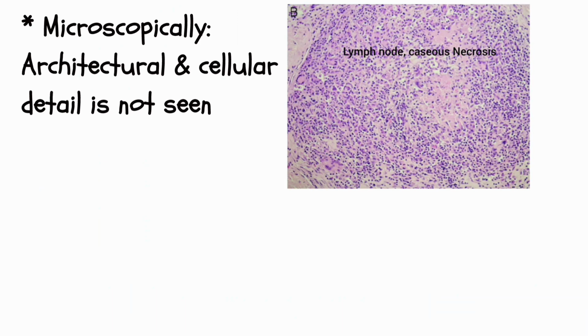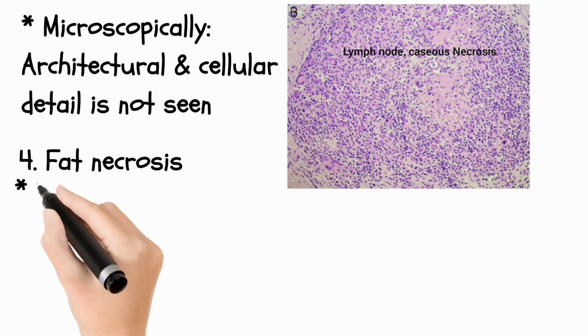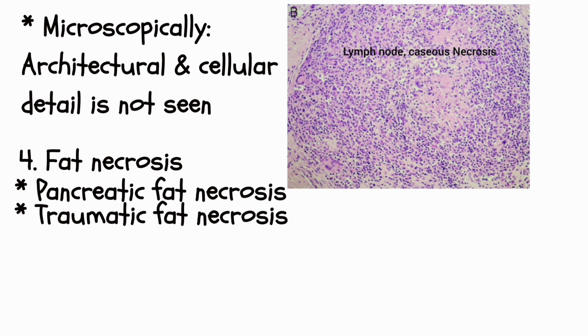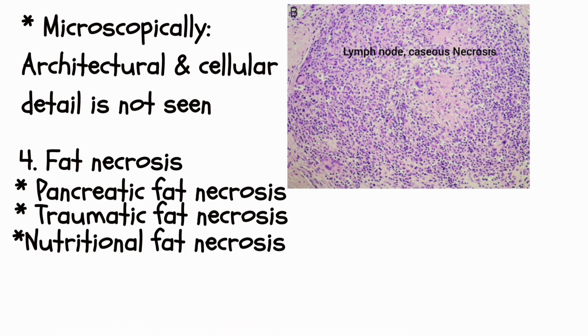The last type of necrosis that I'm talking about is fat necrosis. This is the death of adipose tissue within the living individual. Fat necrosis is of three types: pancreatic fat necrosis, traumatic fat necrosis, and nutritional fat necrosis. Pancreatic fat necrosis is the death of adipose tissue in the vicinity of the pancreas due to the action of lipases, whereas traumatic fat necrosis is the death of adipose tissue in the areas of mechanical injury. Nutritional fat necrosis occurs in starving or depleted animals.